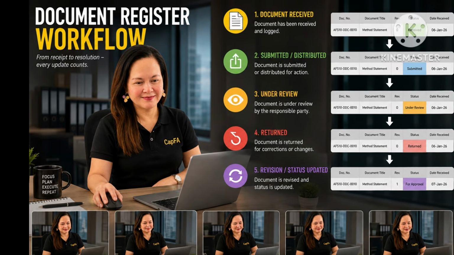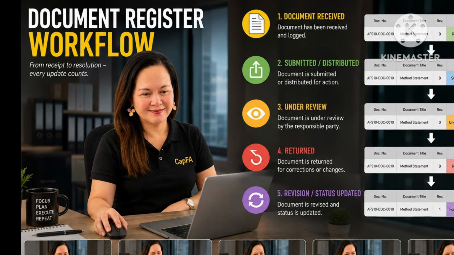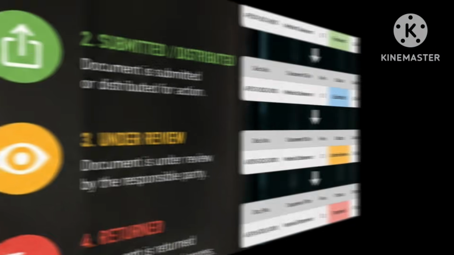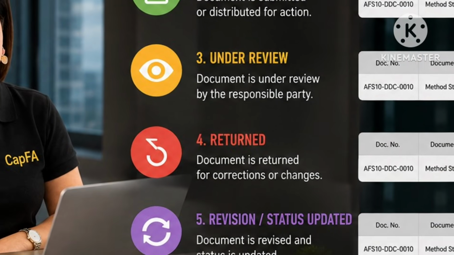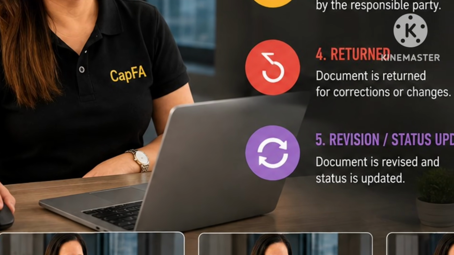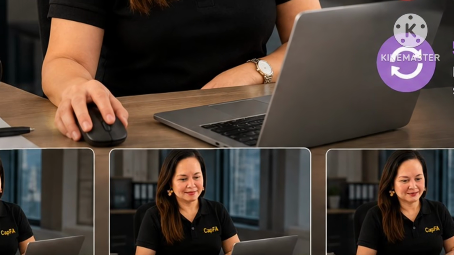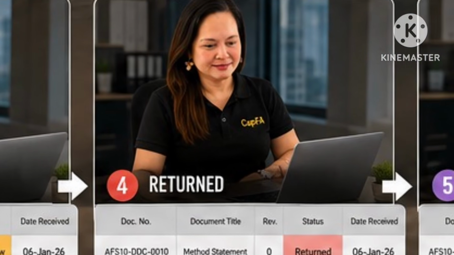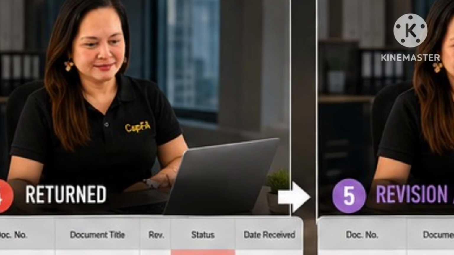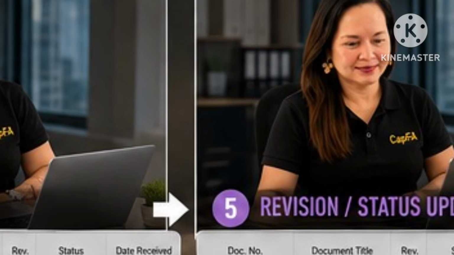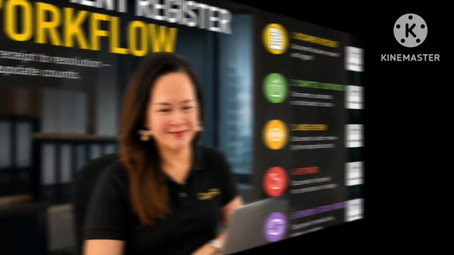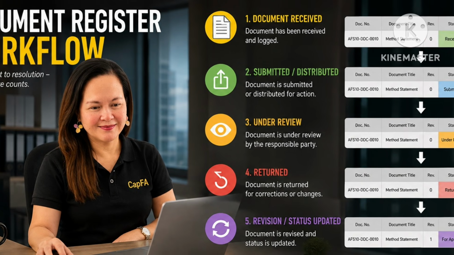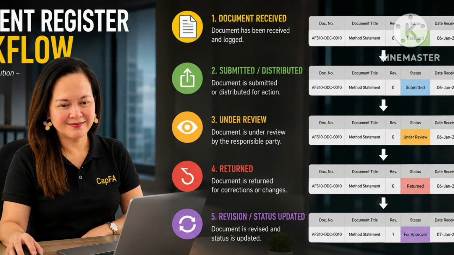So when should you update the document register? Whenever there is a document control event that changes the information we need to track. For example, when a new document is received, when a document is submitted for review, when a reviewed document is returned, when a new revision is issued, or when the document status changes. The exact workflow can vary depending on the project and the document control procedure, so always follow the system and procedure used by your project.